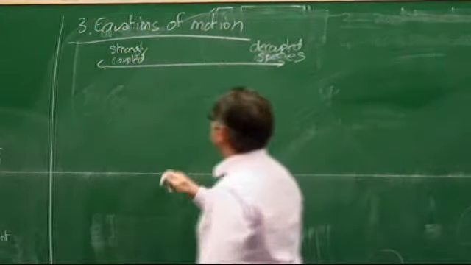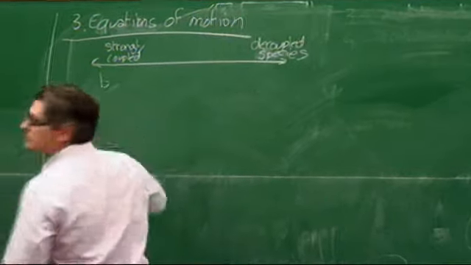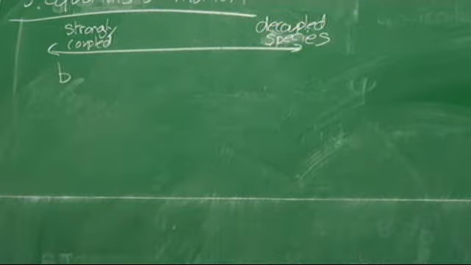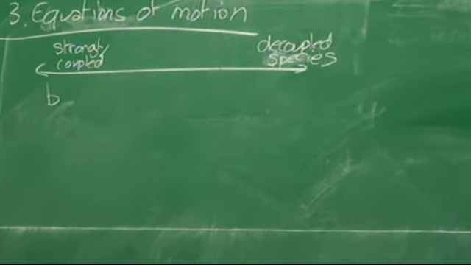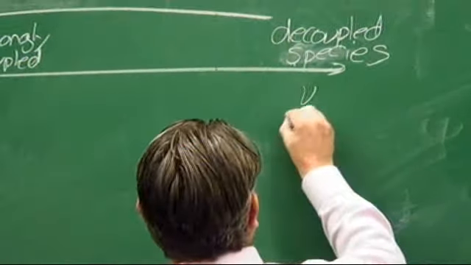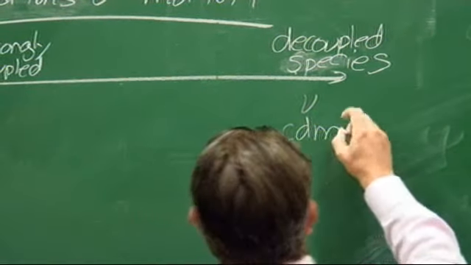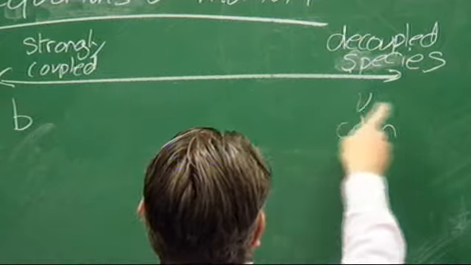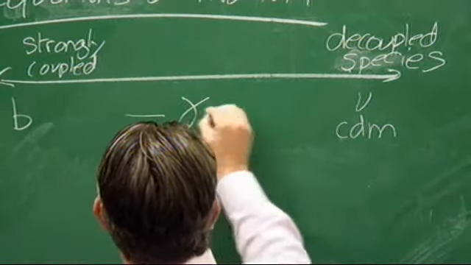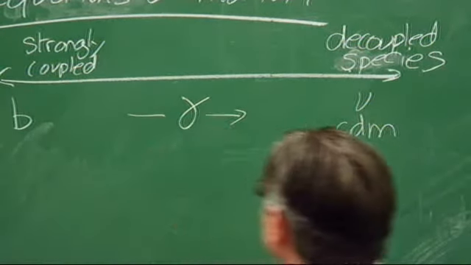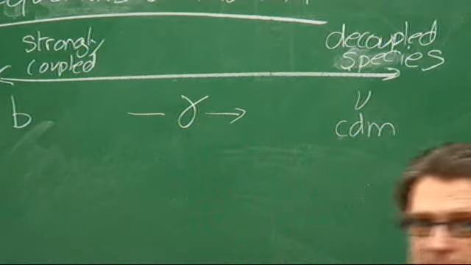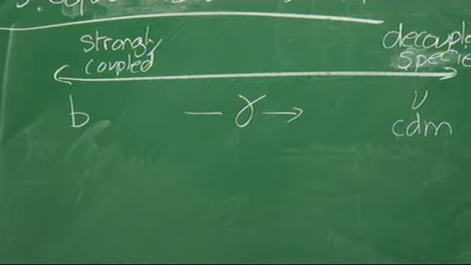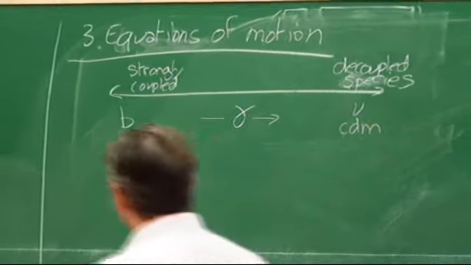On the strongly coupled side, we will have baryons because they have strong Coulomb interaction, at least with electrons. On the decoupled side, we will have neutrinos and cold dark matter. And the photon will go all the way through recombination from the strongly coupled to the decoupled regime. So we will need to find an equation for gamma covering the two cases. Any equation of motion should be compatible with the Bianchi identities.